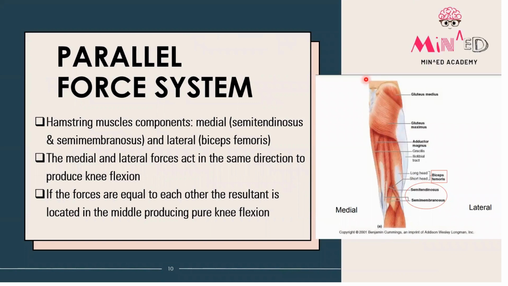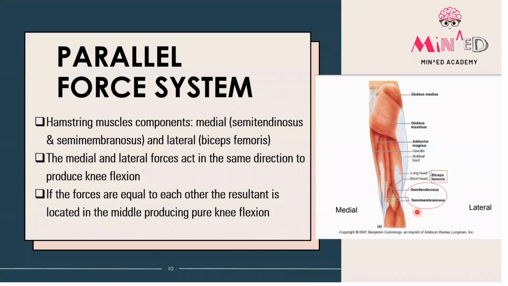So the next example that I have is the hamstring muscles component, that is medial semitendinosus and semimembranosus and lateral biceps femoris. The medial and lateral forces act in the same direction to produce knee flexion. Okay, so see, in medial we have two muscles, lateral we have one muscle. Here, what happens is the forces act in the same direction. Then we have knee flexion.